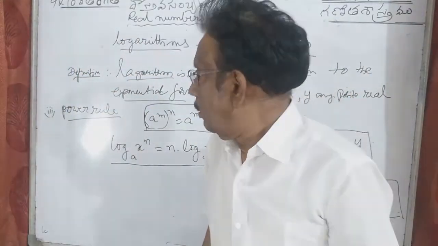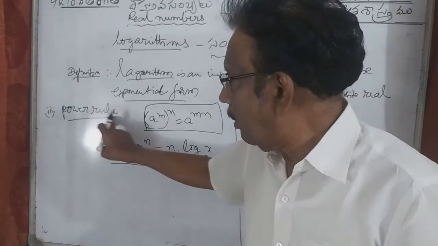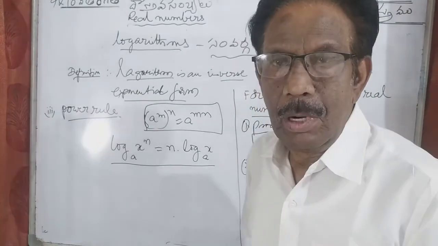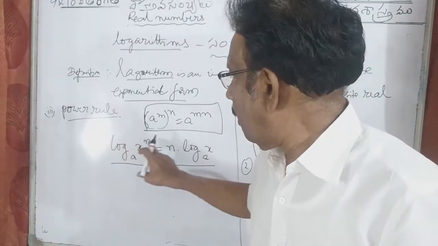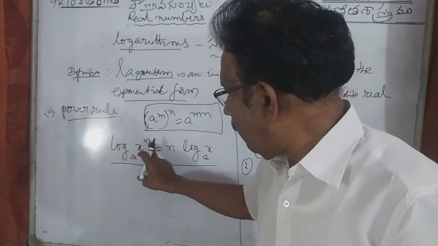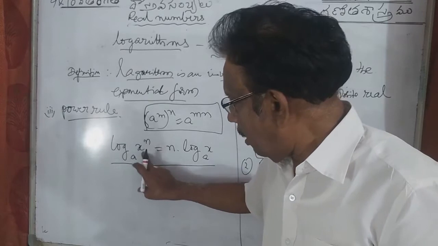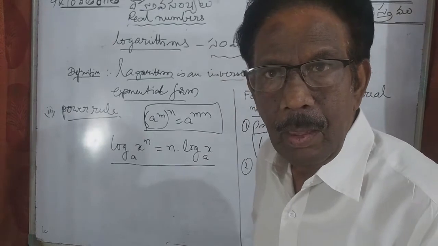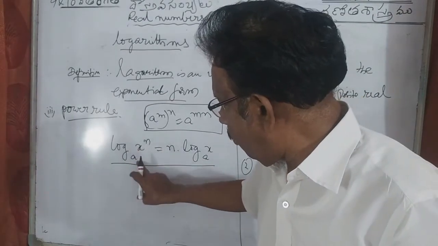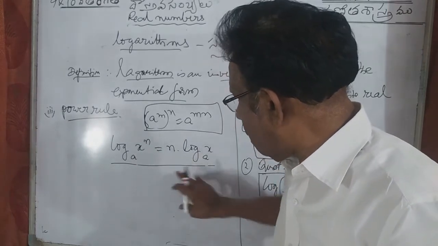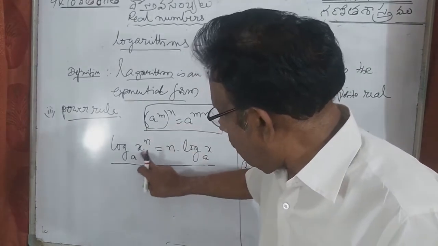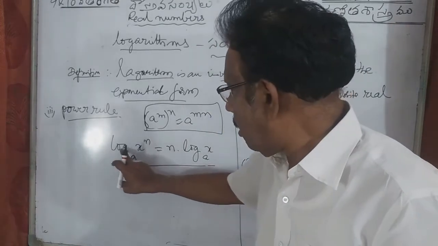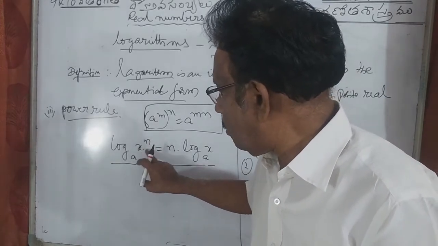Now look, here the third one is the power rule. These are the rules of logarithms, the logarithmic laws. What is the power rule telling? Log x to the power of n to base a is equal to n into log x to base a. That means n log x to base a: you find first log x to base a and multiply it with n, and you get the answer of log x to the power of n to base a.